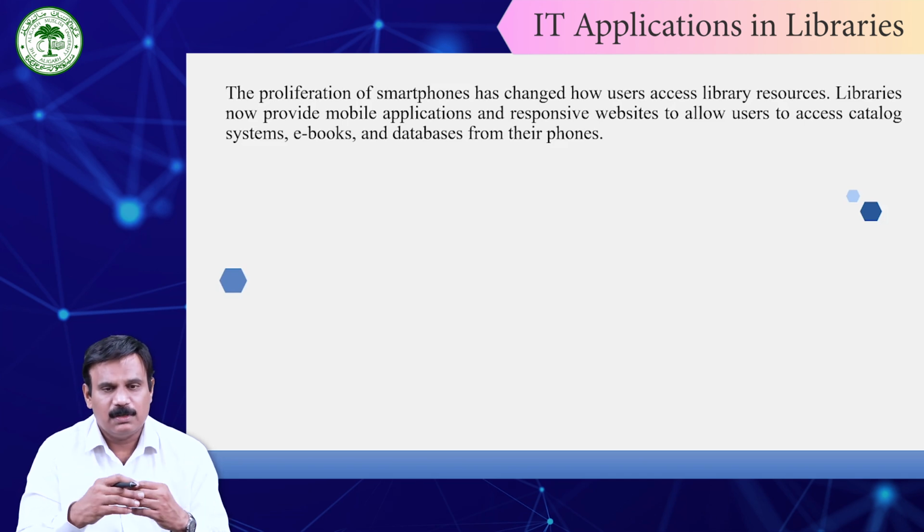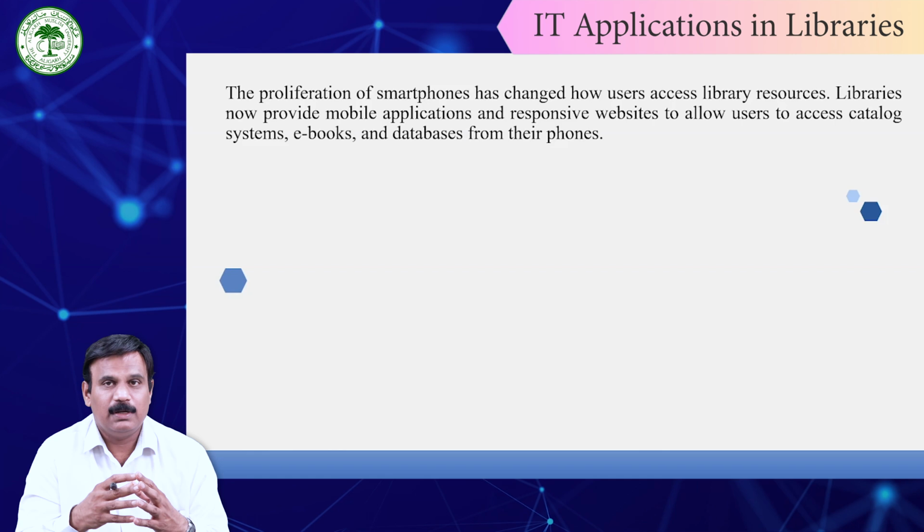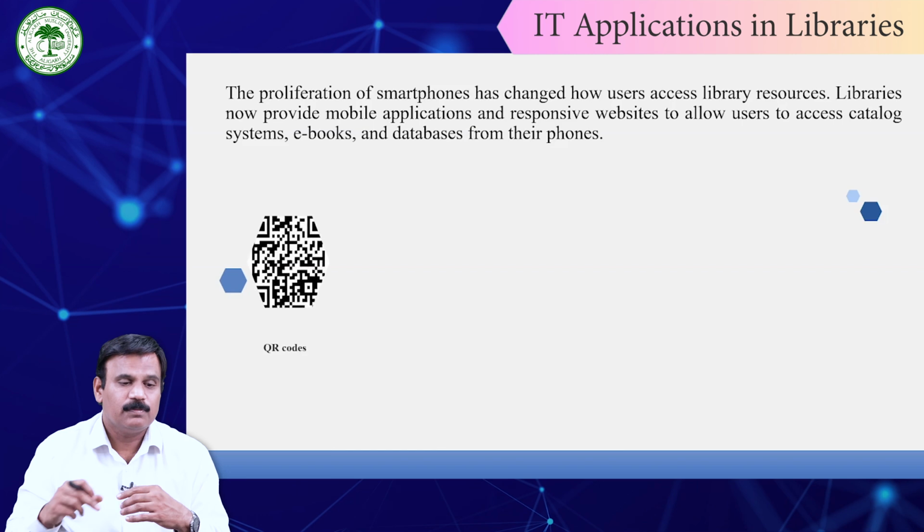Now we find the proliferation of smartphones has changed how users can access library resources. Libraries now provide mobile applications and a responsive website to allow users to access catalog systems, ebooks, and databases from their phones. Some innovative methods using smartphones: libraries started providing services using QR codes.